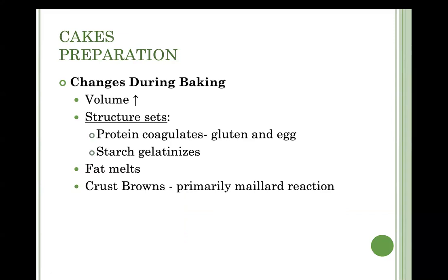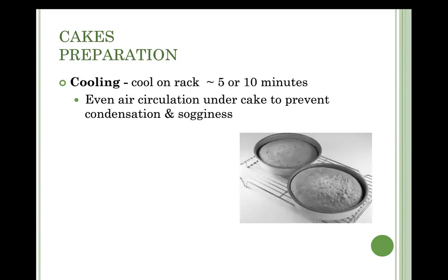So during baking, the volume will increase because you are adding air, you have the steam in there. You're also making sure that the protein coagulates. All right, the protein, we have our gluten and we have our egg, and you want to make sure that the starch does gelatinize. Remember, we're looking at starch plus liquid plus heat. All right. The fat will melt away. That's going to give you something either tender or flaky and tender, and you're looking for the Maillard reaction to happen. So you'll know that happens when your crust browns.